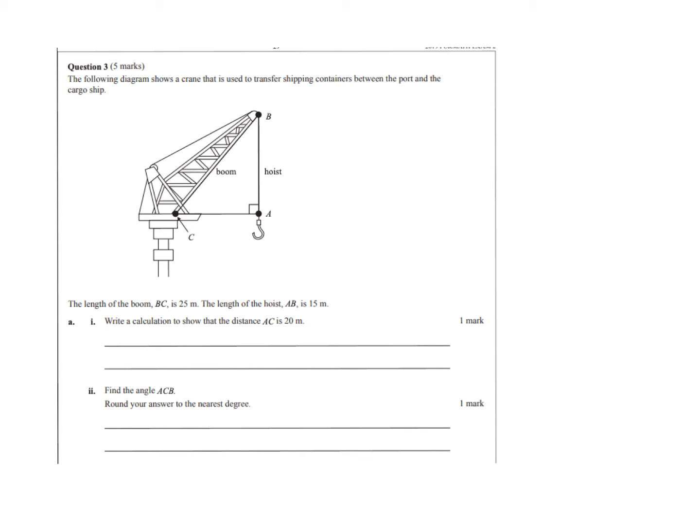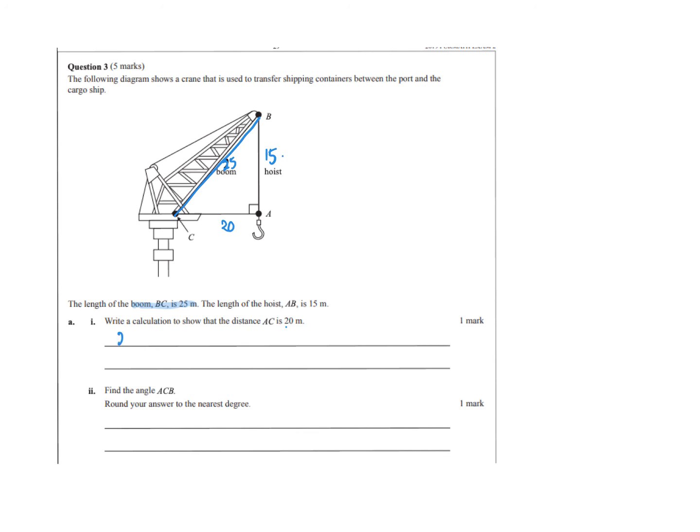This next one, it says, we've got the crane used to ship different containers, and they give you a few distances here. They say the length of the boom, BC, is 25. So you see that in there is 25 from here. And the hoist, AB, is 15. So we got told that was 15. And it says write a calculation to show that AC is 20. So this is another Pythag question. So what you'd have to do is show the calculation.